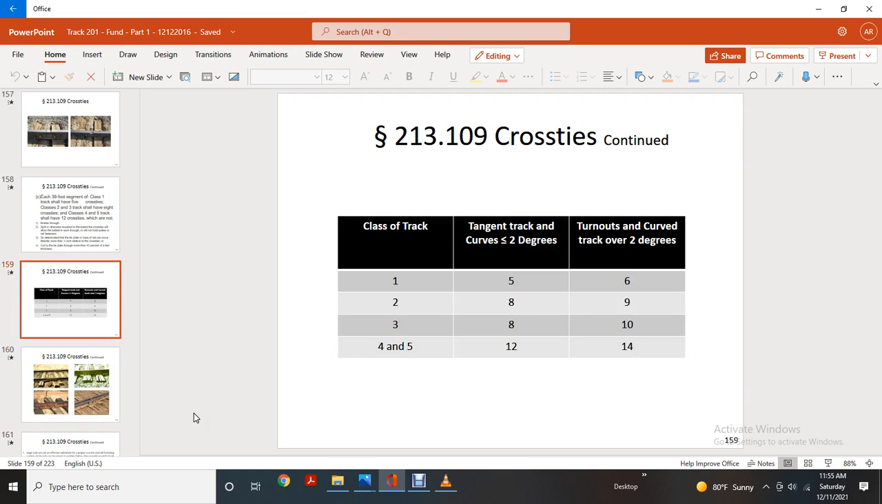Cross ties continue. Class 1 track: tangent track and curves less than 2 degrees, 5; curved tracks over 2 degrees, 6. Class 2 track: less than 2 degrees, 8; over 2 degrees, 9. Class 3: curves less than 2 degrees, 8; over 2 degrees, 10. Class 4 and 5: 12 and 14.